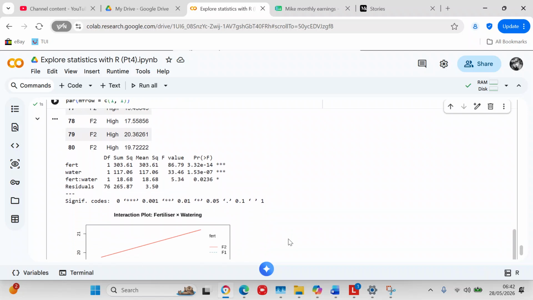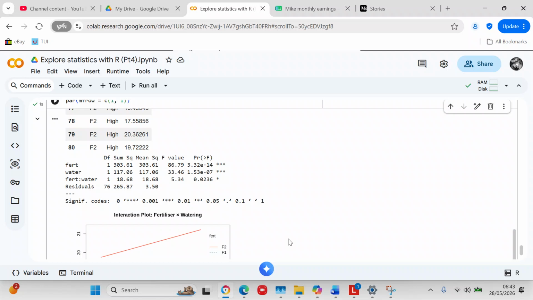For water, it's exactly the same thing. You've got high and low, so your degree of freedom is 1. And then FERT water is 1. And your residuals, you've got 2 FERTs, 2 waters, which makes it 4, and then you've got 80 elements total. So 80 minus 4 is 76. So those are your residuals.